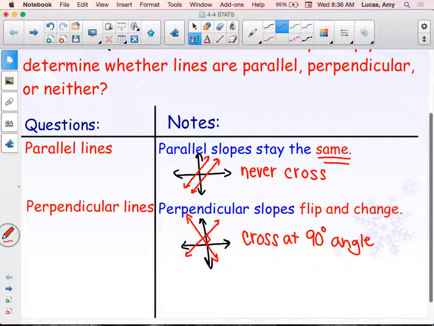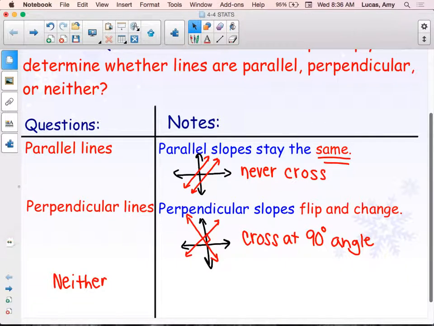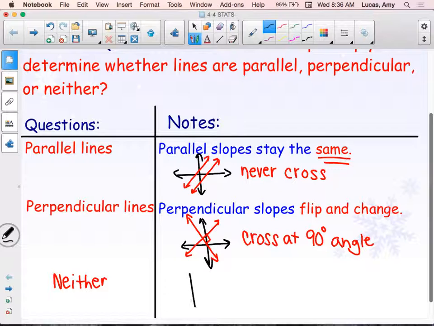Then I'm going to add neither over here, just because I want to make sure that you understand what neither means. So neither means that they cross at an angle other than 90 degrees.